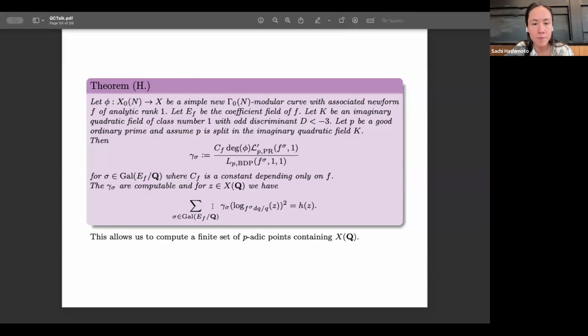Furthermore, this gives us a way to write the height in terms of the logarithm squared. So it gives us this equality for the height as a locally analytic function. And this theorem allows us to compute a finite set of p-adic points containing the rational points.